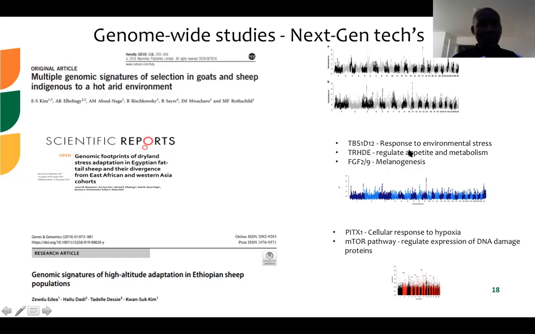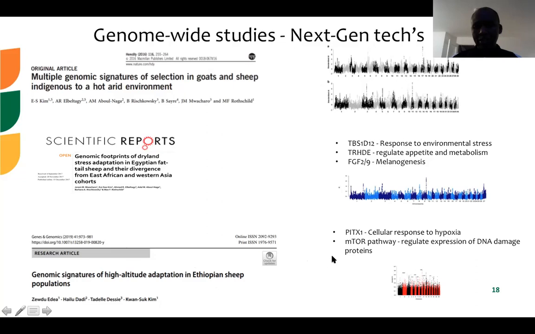And these are very important traits as far as adaptation to desert-like environments is concerned. The other study I would like to mention tried to investigate the genomic signatures of adaptation to high altitude environments, and this used Ethiopian sheep as the study breeds. In this study, as we observed in our study, they also found several candidate regions, and these candidate regions spanned a number of genes, and one of the genes that is worth mentioning is PITX1, which is responsible for cellular stress, cellular response to hypoxia.